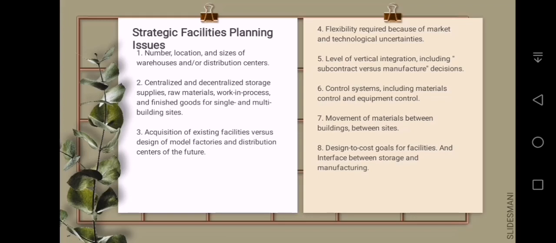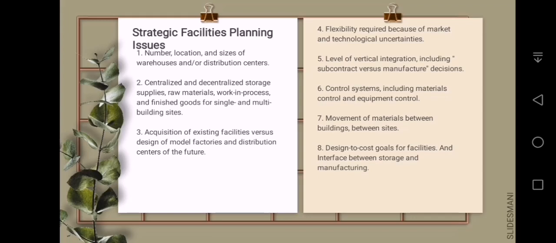First, the number, location, and sizes of warehouses and distribution centers. Second, centralized and decentralized storage of supplies, raw materials, work in process, and finished goods for single and multi-building sites. Third, acquisition of existing facilities versus the design of model factories and distribution centers of the future. Acquisition of existing facilities involves representations for the warranties, terms, conditions, deliveries, closing procedures, and indemnities, and these shall be addressed in the hospitality purchase contract.